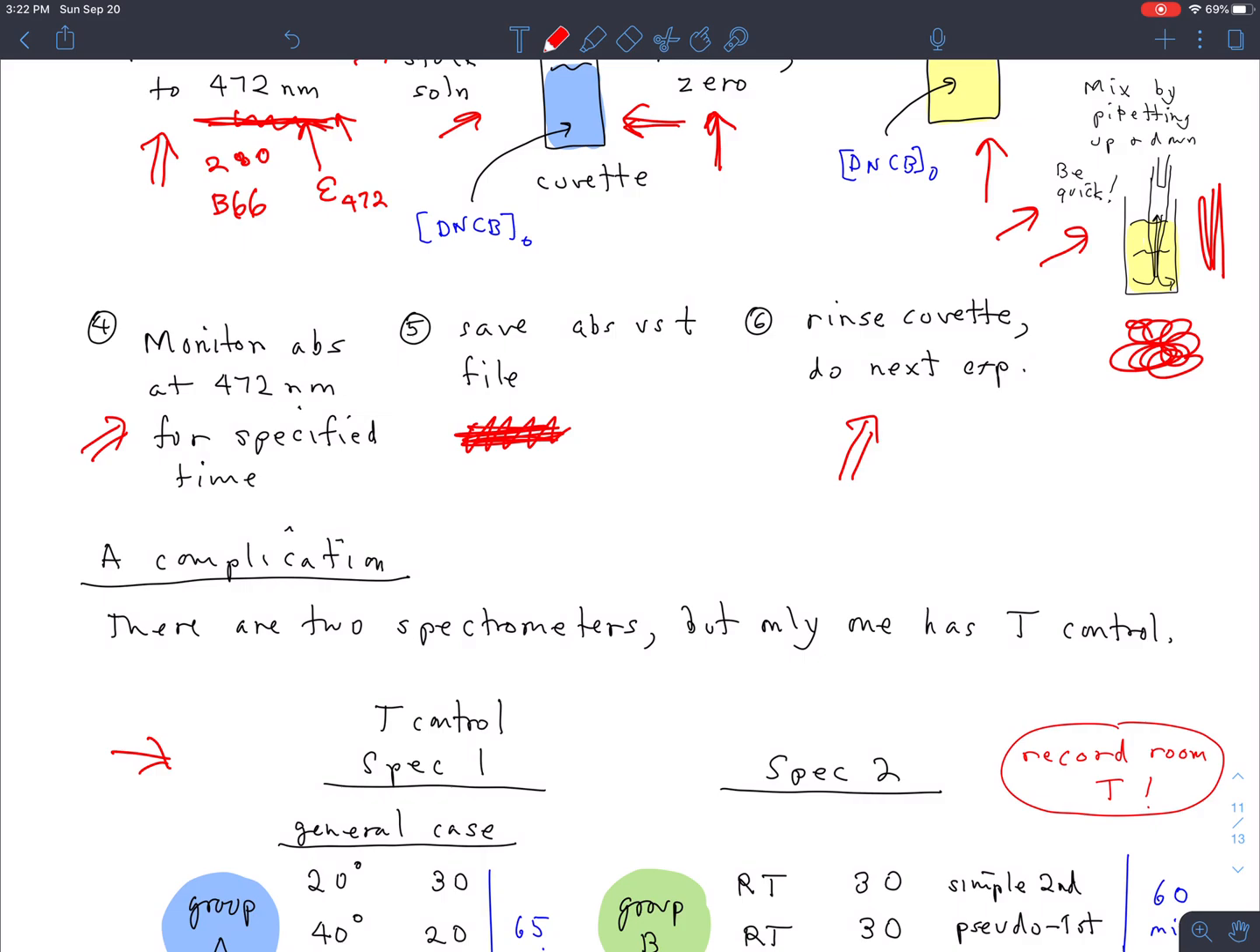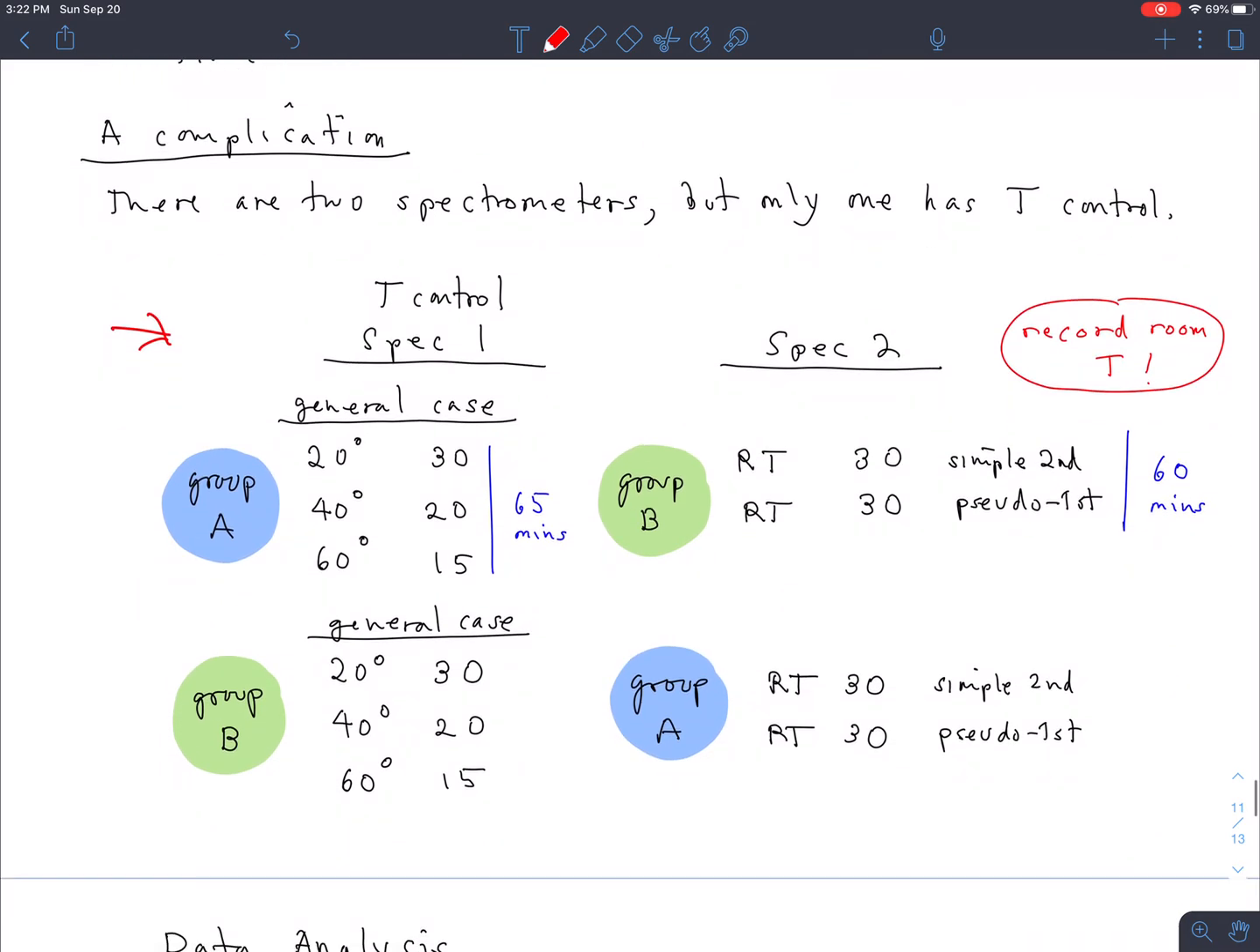Do the next thing. Now, one complication is that only one of the two spectrometers has a temperature control. That means all the temperature-controlled runs have to be done on that spectrometer. So I have a little schedule here that allows both groups to basically be working full-time using both spectrometers. The way that works is that one group is running on the temperature-controlled spectrometer, doing all three temperature runs.